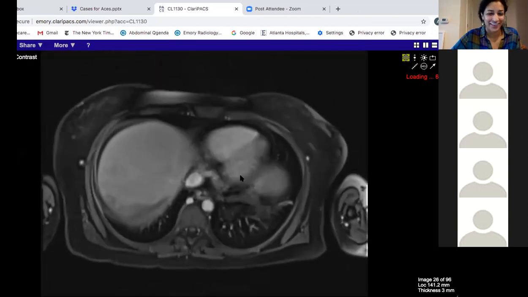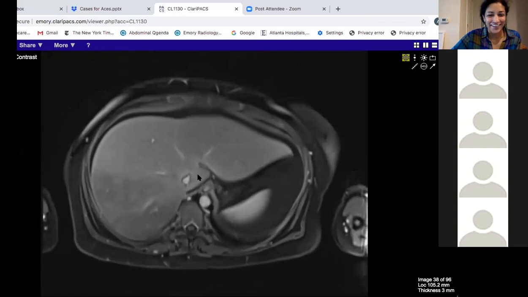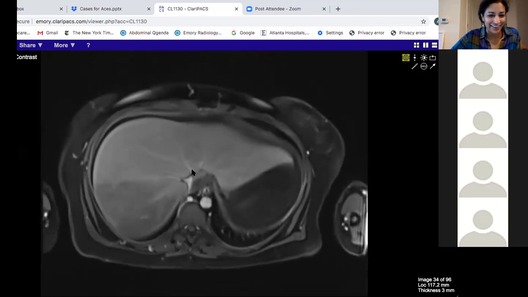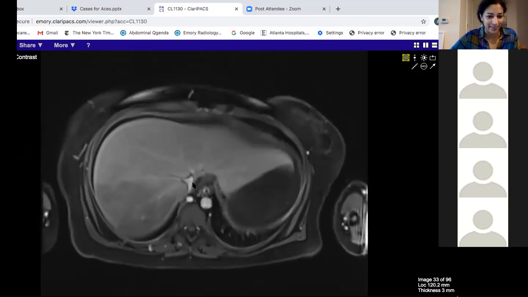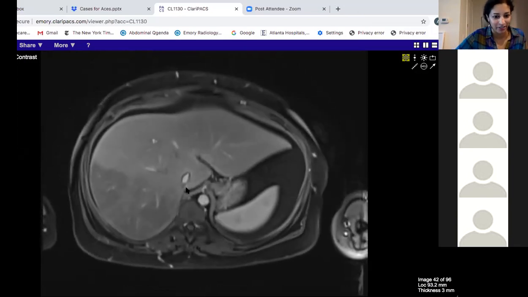Olga says you should have just done an ultrasound. True. We did an MRI because we do MRIs on everything. And you can see that the hepatic veins and the IVC are all patent. They are a little bit thin, but they're patent. So that would not be Budd-Chiari syndrome.